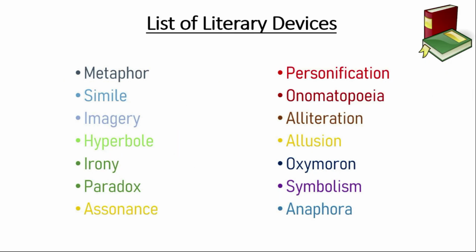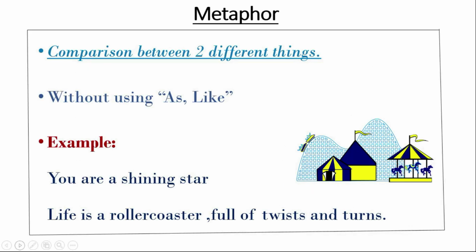So these are the list of the 14 literary devices that we are going to discuss today. Seems very complicated, isn't it? Don't worry. Let's begin. So the first one is metaphor. Now, when do we say that it is a metaphor? When two different things are compared. Means the things are very different, but they are compared to each other. But one thing that you have to remember in metaphor is that when they are comparing two things, they don't use the word as or like.